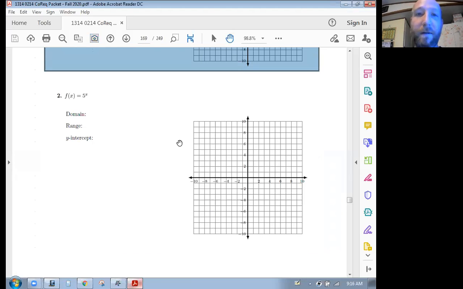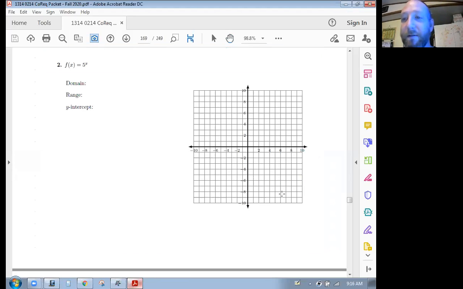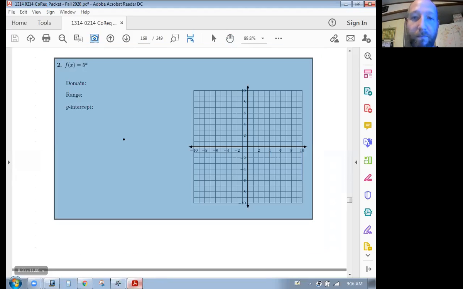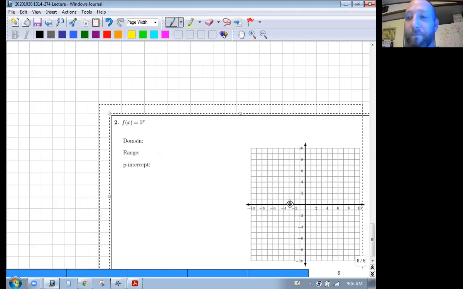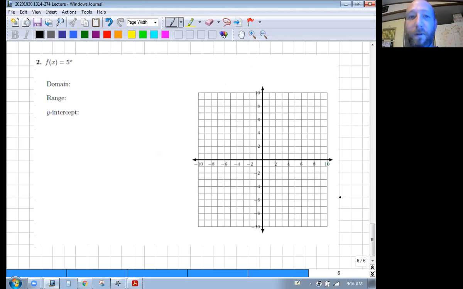All right, now let's look at 5 to the x. All right, our y-intercept, f of 0, 5 to the 0. Again, anything to the 0 power is 1, so our y-intercept is 0, 1 again.